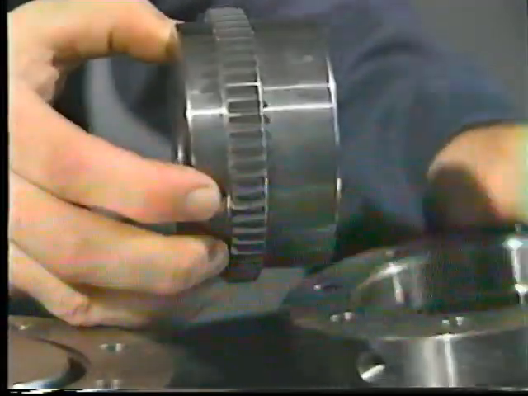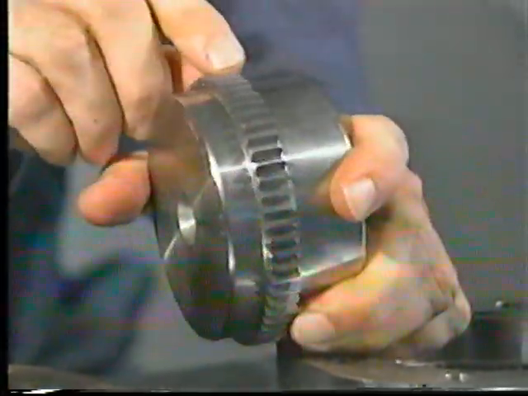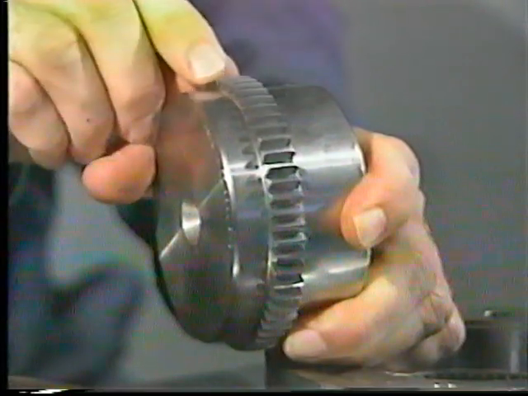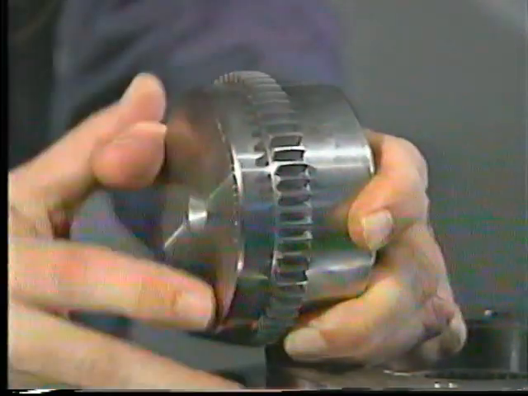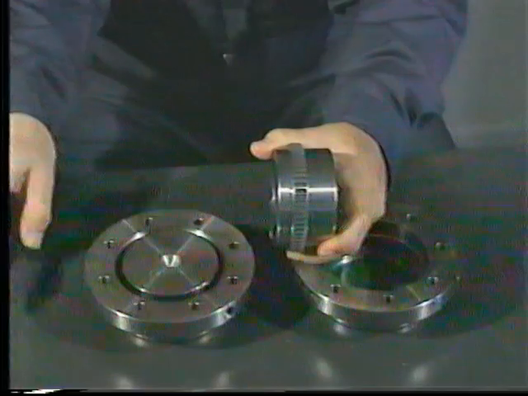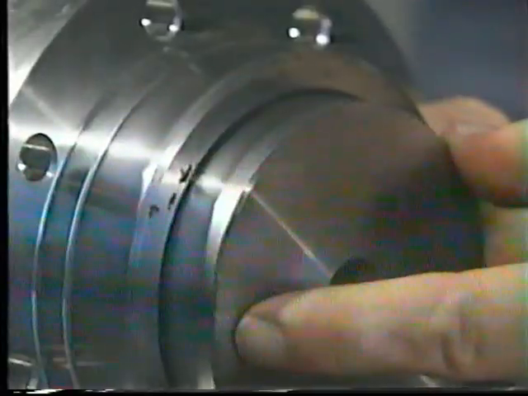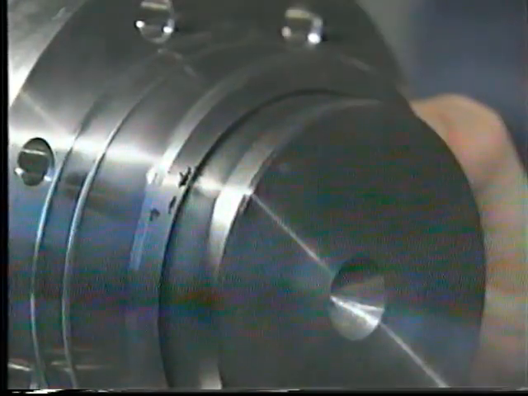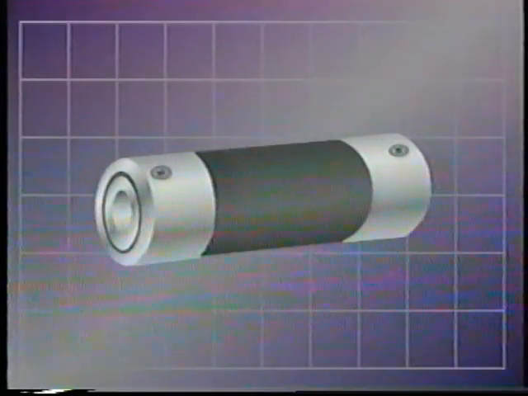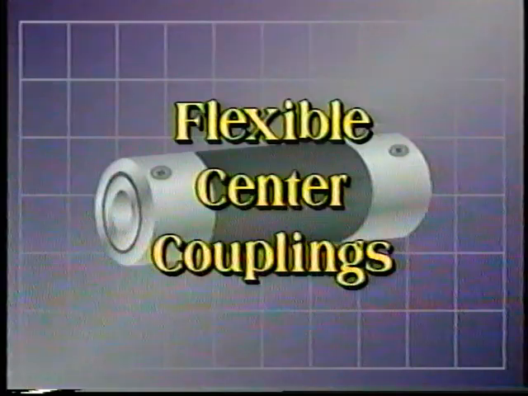To allow for greater misalignment, some manufacturers curve the teeth. Depending upon the curvature, as much as 3 degrees of angular misalignment are possible. Some manufacturers also provide gear couplings with wider teeth. The wider the teeth, the more end float the coupling can accommodate. Another type of flexible coupling has a flexible center.